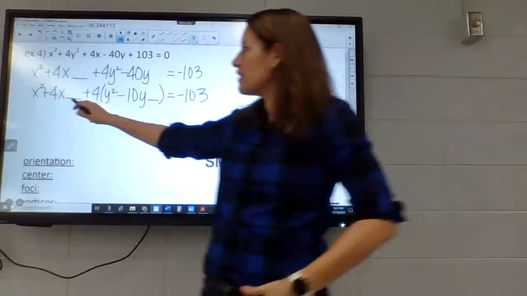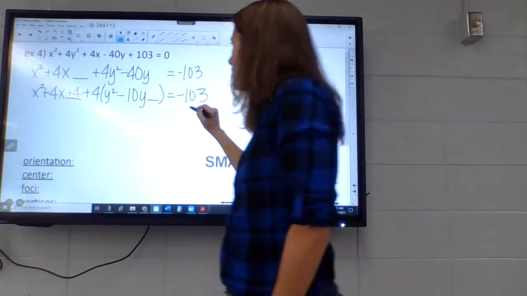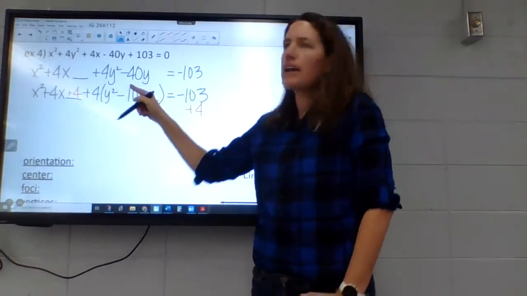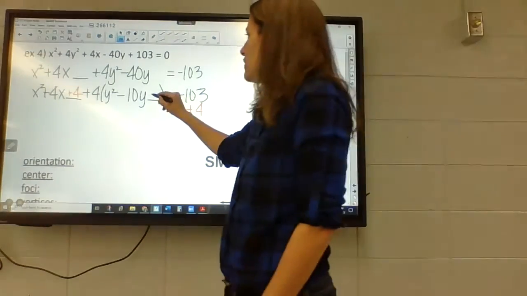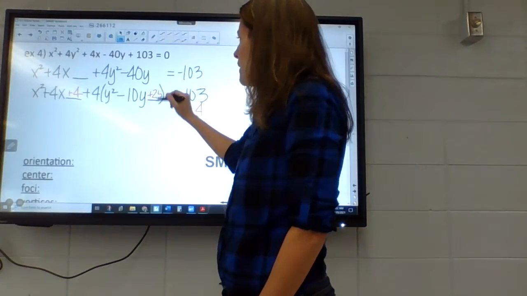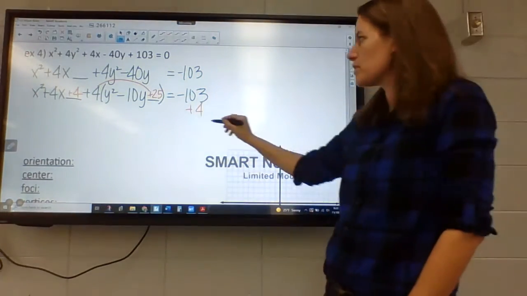We added in 4 divided by 2. 2 squared is 4. That gets added in there. And then negative 10 divided by 2 is 5 squared is 25. But then remember this, when we actually have to do that times, it's really times 4, so 100.